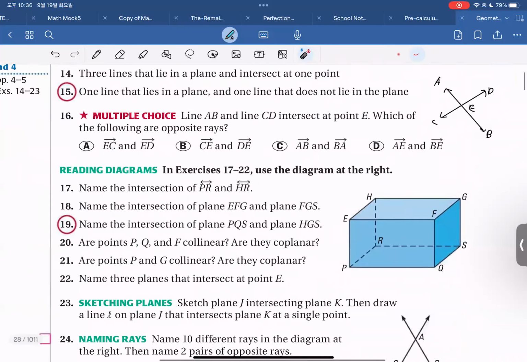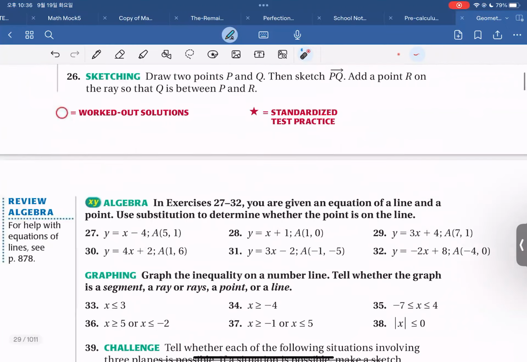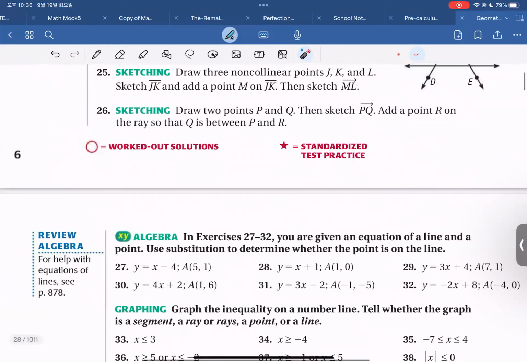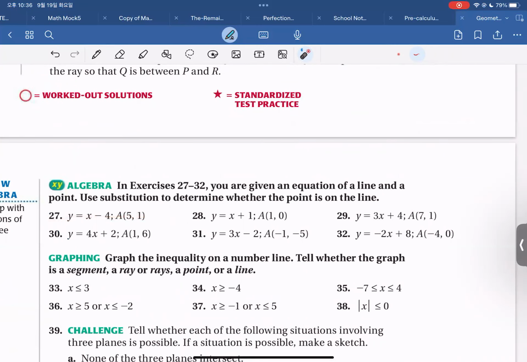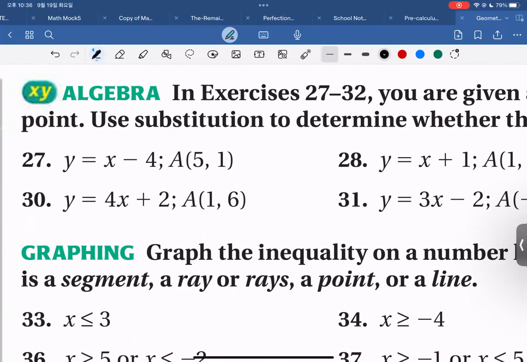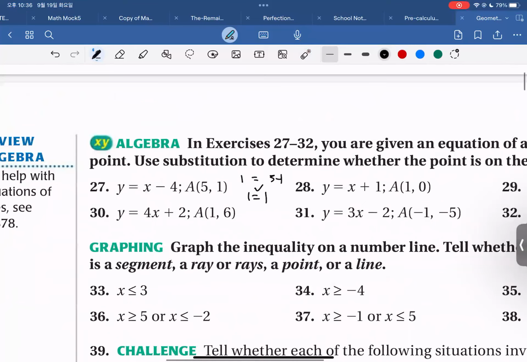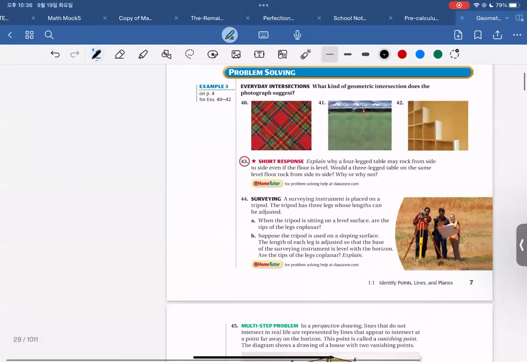Yeah. And if we move on, let's look at, for example, number 27. From 27 to 32, you're given an equation of a line and a point. You use substitution to determine whether the point is actually on the line. Basically, you can use your knowledge of linear graphs, right? 5 substitutes for x, and 1 substitutes for y. Substituting 5 here, 5 minus 4 is 1, so 1 is 1, so we can see that the point is actually on the line. And that's basically it for section 1. I think this is really pretty straightforward.